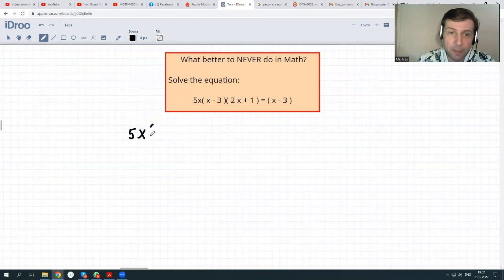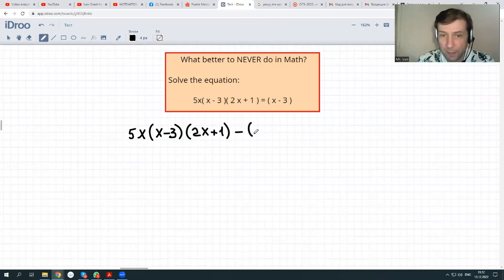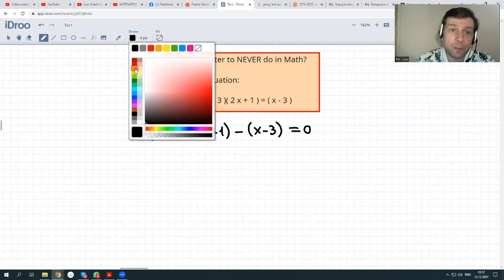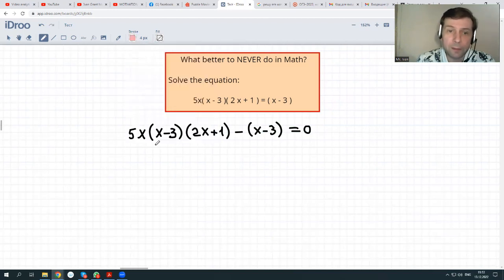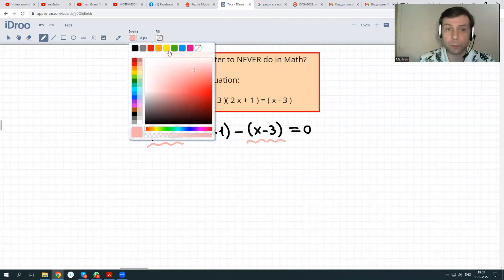5x times (x minus 3) times (2x plus 1) minus (x minus 3) is equal to 0 now. And see, now we have the common factor x minus 3. Even though it's in parentheses, so what? It's a common factor. And what can we do with a common factor? We can factor it out.